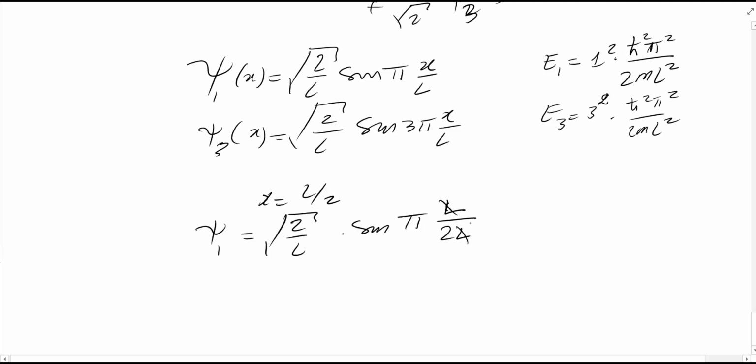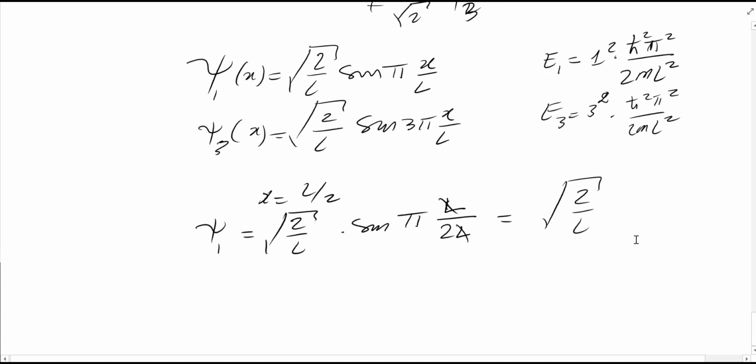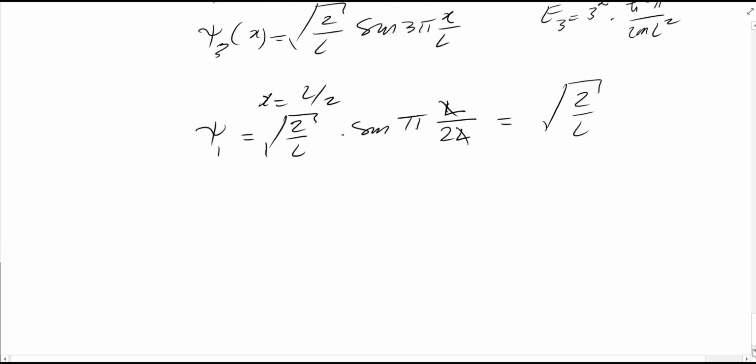Don't forget that L. So this is actually nothing but square root of 2 over L, because sine of pi over 2 is just 1. Okay. Psi 2 then, at that point, we're looking at this specific point in space. Psi 3, I'm sorry, is equal to square root of 2 over L, the same thing except sine of 3 times pi times, I wrote the 3 already. No, it's not correct.